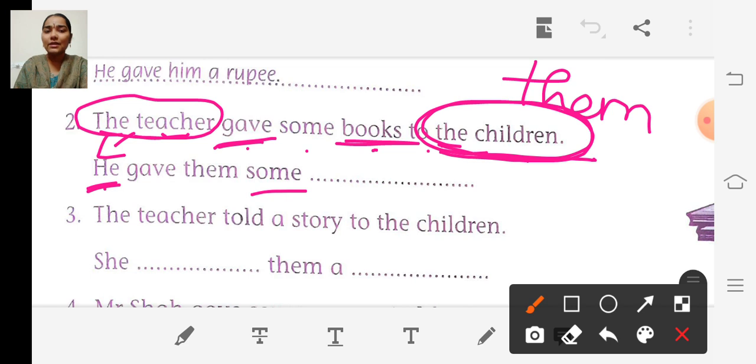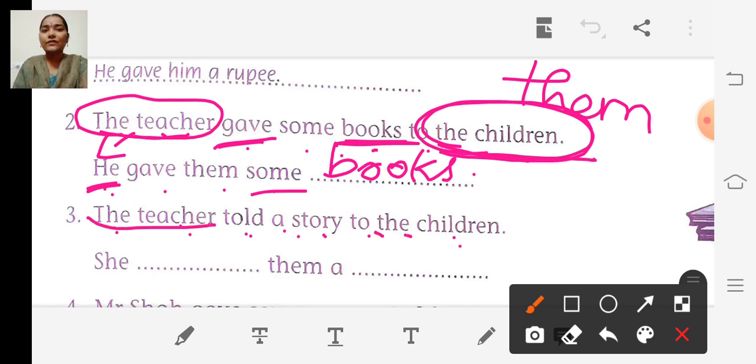What item did he give to the children? Books, some books, isn't it? So he gave them some books. Children, shall we move on to the third sentence? Yes. Third sentence: the teacher told a story to the children.